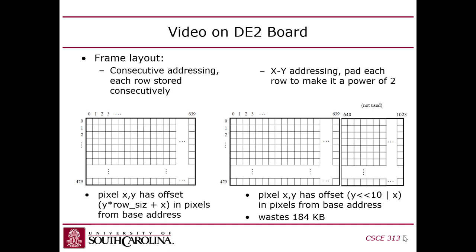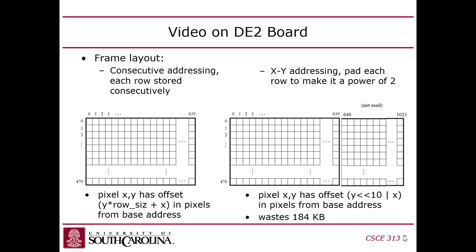So what that means is that if I give you a row and a column with a pixel coordinate, I say, well, I want row 2, column 3, I want this pixel. How do I translate that into a one-dimensional index for the frame buffer? Well, you take the row number, which is y, you multiply that by the size of the row, which is 640 or 320, whatever your row size is, and you add the column, or x, to that. Make sense?